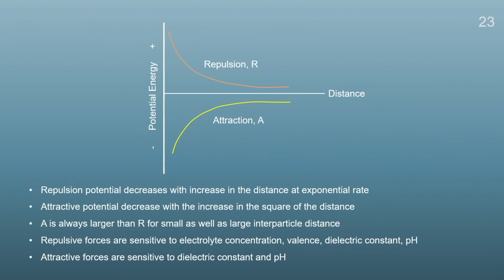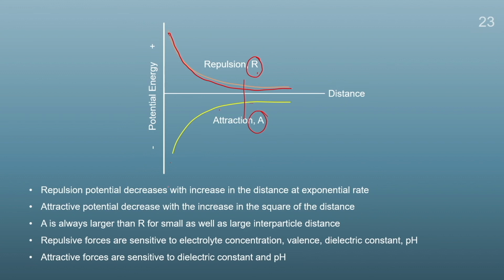Now, if we compare the repulsion and attraction with the potential energy, this is the repulsion potential, which decreases with the increase in distance, and this decrease will be at an exponential rate. Similarly, the attractive potential will also decrease with increase in the square of the distance. Therefore, A is always larger than R. That means the attractive force is always larger than the repulsive force at any distance.